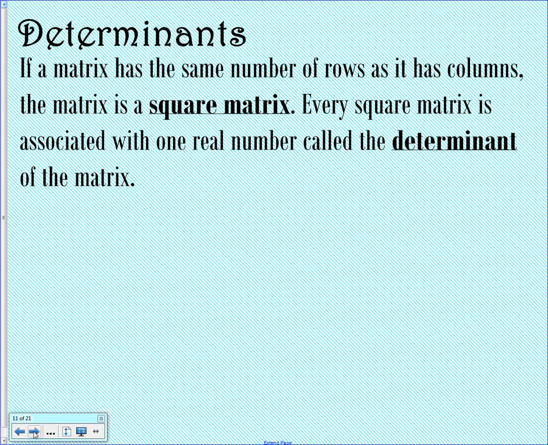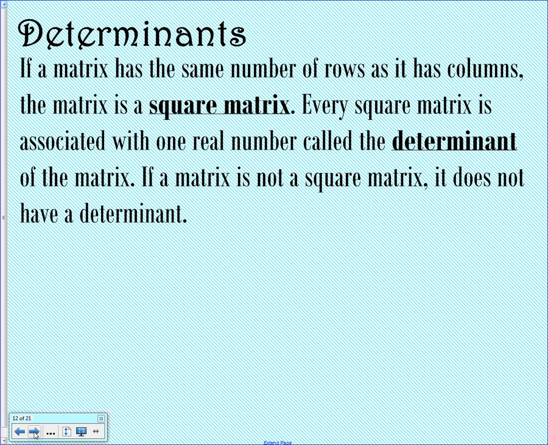Every square matrix is associated with one real number that's called the determinant of the matrix. We're going to go over in just a minute how to actually find that determinant. But you can only find a determinant if you have a square matrix. If you have a rectangular matrix, then you cannot find the determinant. If a matrix is not square, it does not have a determinant. So if it asks you to find a determinant for a rectangular matrix, you can't do it.